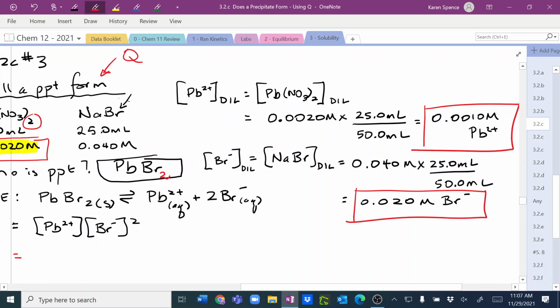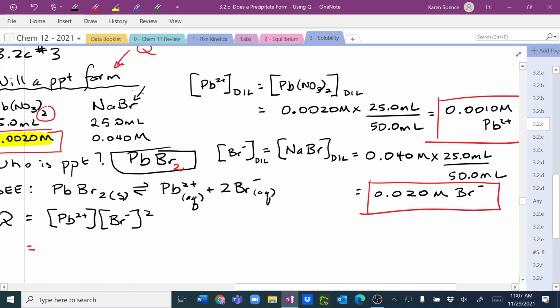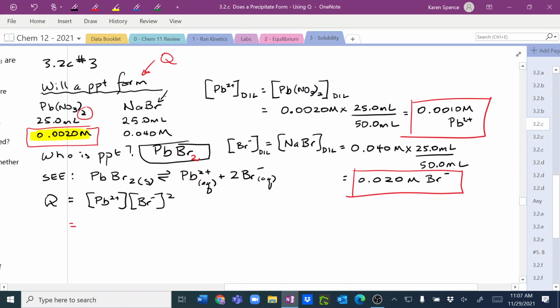I'm going to put red boxes around those so I can find them easily, because now I want to take those concentrations and plug them into my Q expression. So the lead is 0.0010 and the bromide is 0.020 squared. 0.001 times 0.02 squared is 4 times 10 to the negative 7.